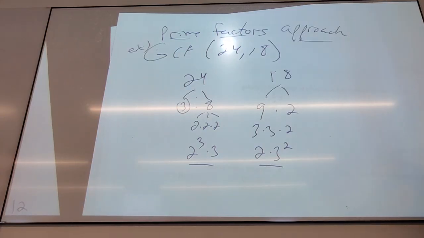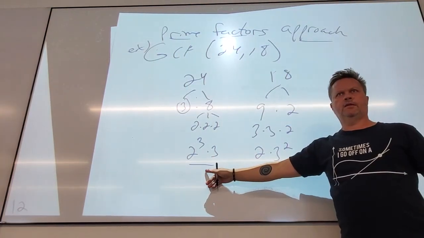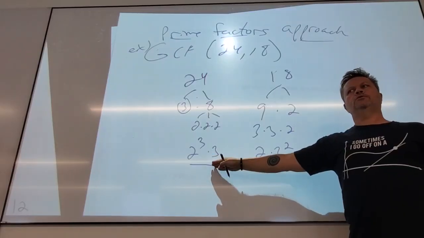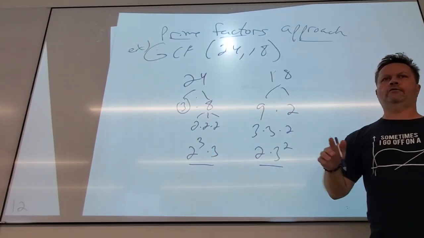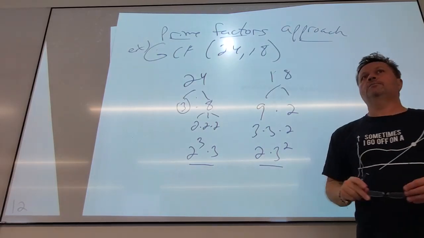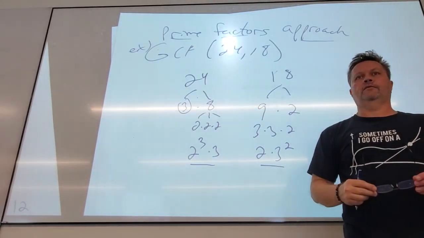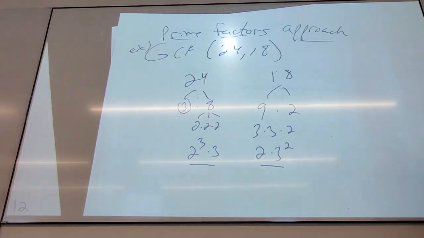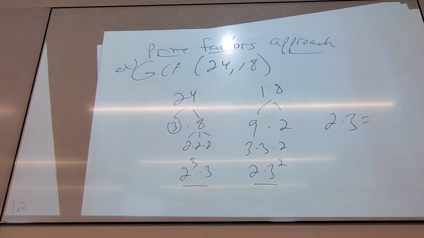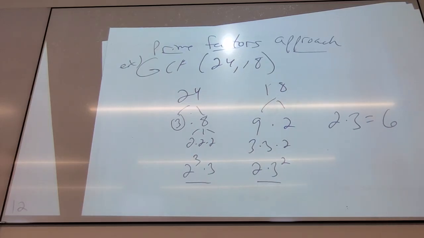Let me just ask, is everybody cool with that? You guys got all that same DNA? Yeah. What's the most twos that they both have? 1, right? This poor little dude only has 1. What's the most threes that they both have? 1. So if I take the 1, 2 and the 1, 3 that they both have, I'll get the biggest number they both have.